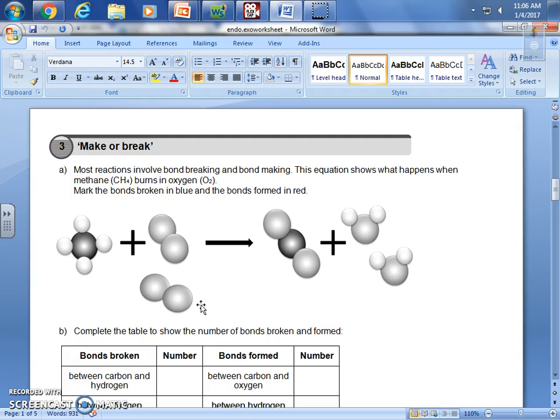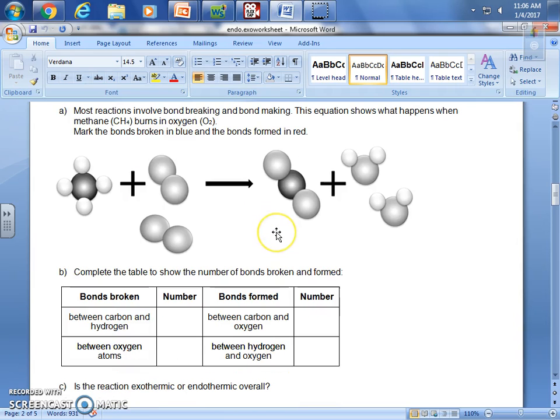Most reactions involve bond breaking and bond making. The equation shows what happens when methane is burned. Mark the bonds broken in blue and bonds formed in red. Again, you can just use dashed lines and solid lines. The bonds of the reactants are always going to be broken, and then these bonds are formed in the products.